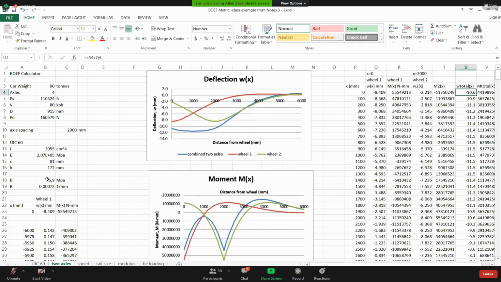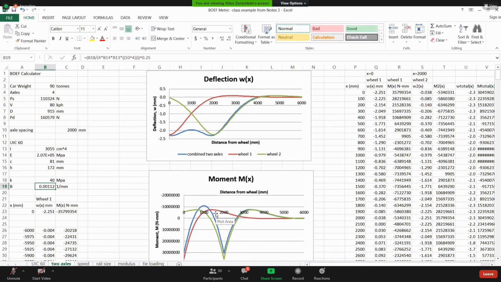Now, to make the point I made in the other graph, if I change this number to, let's say, 40 megapascals, look what happens. First of all, notice my deflection has changed significantly. Remember, the combined deflection was about 10, and now the combined deflection is about 2. And notice the shape has changed a little bit. Notice it's no longer the maximum in between the two, but the maximum is under the wheel.